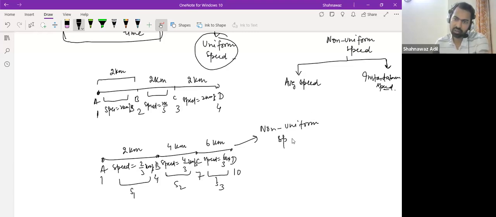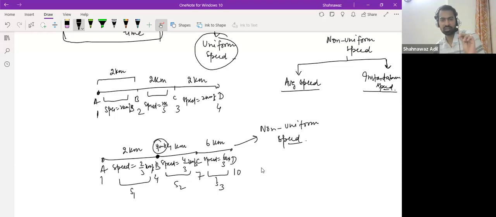So this is called non-uniform speed. And then you have average speed and instantaneous speed. Let's say I want to calculate the speed at this point B. The speed at this point B is 4 by 3 kilometer per second. So this is called the instantaneous speed at P. Whenever I am calculating the speed at a certain point, that is called the instantaneous speed. Is that clear, guys?